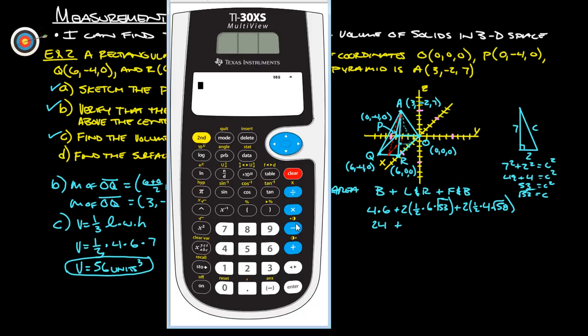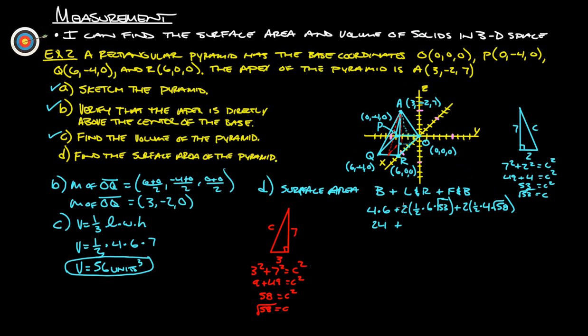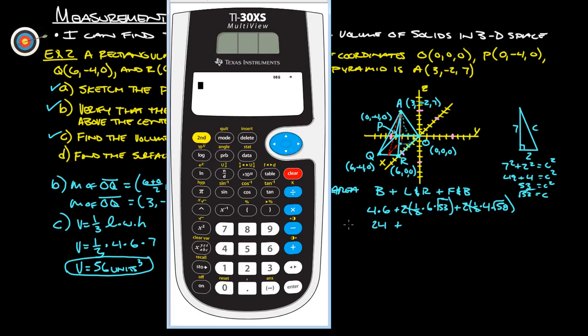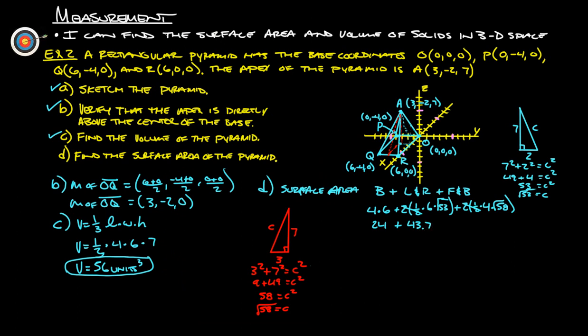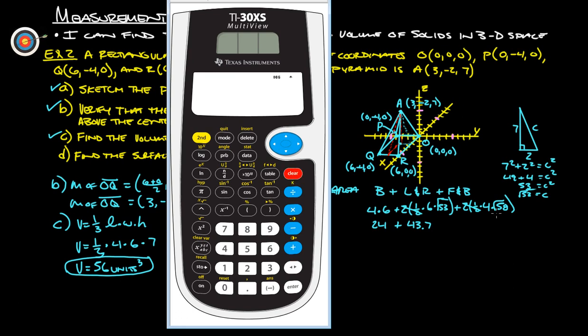plus, and then our 2 and our half are going to end up turning into 1, so we don't have to do that here either. Okay, so it's really 6 times the square root of 53, which gives us 6 root 53, about 43.7, we'll call that. So remember, that's for two sides. That's the right side and the left side. And then let's find out 4 root 58. 4 times the square root of 58 gives us 30.5. Let's round it off.